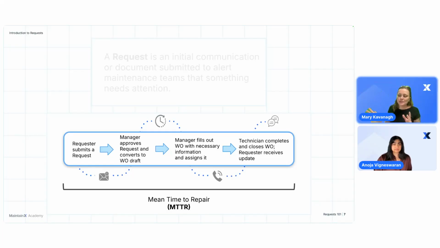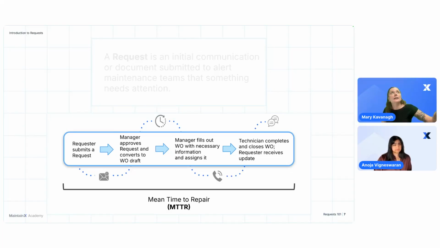Now, why does this matter? Well, people tend to do requests in a variety of different ways. You could be doing it, say, entirely in MaintainX, where it's streamlined from request to work order to update. Done deal, very quick. But you could also be doing things more ad hoc, and I do find with a lot of my customers that tends to happen.